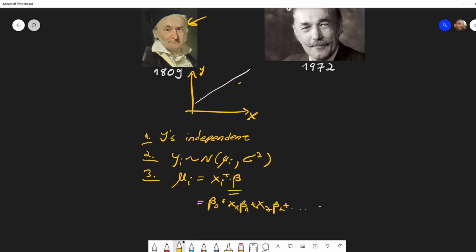Now it doesn't matter if the x's are transformed. Like x2 can be x2 squared, x1 can be square root of x1, x3 can be ln, natural log of x3. But the most important thing is that the coefficients remain linear. This is what is meant by the linear in linear models.